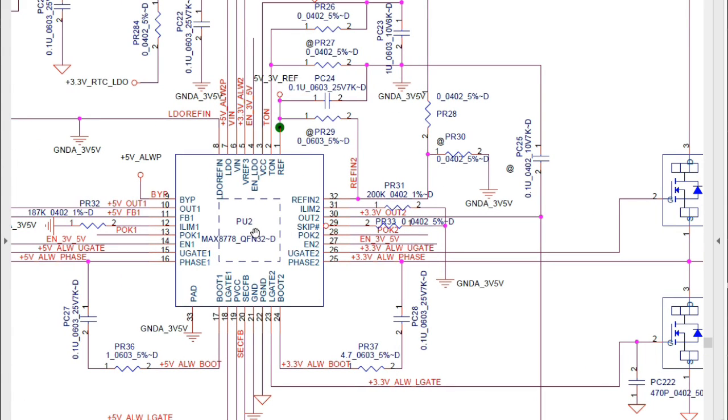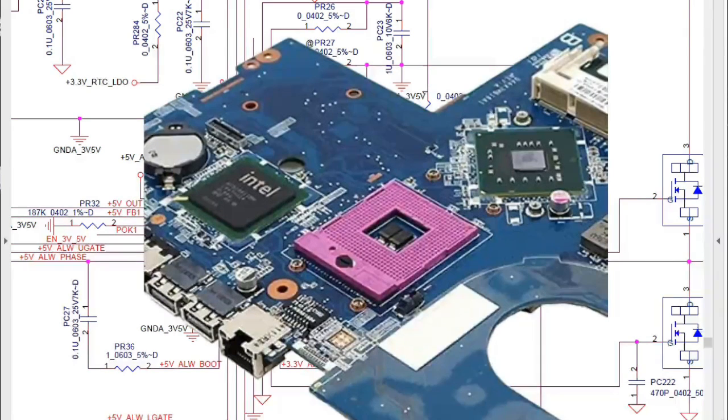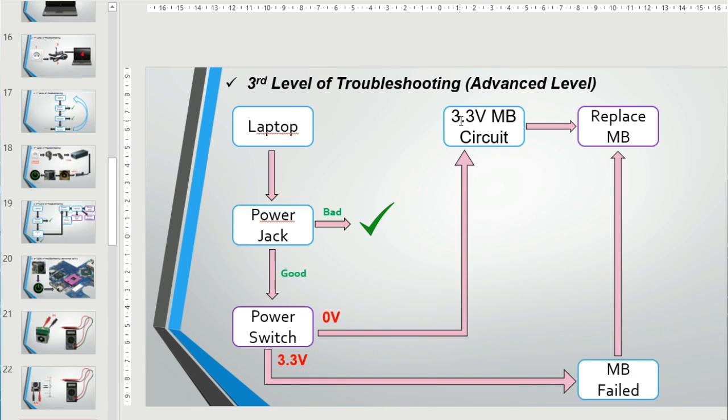If you change this IC and the problem persists, you have to change the whole motherboard and you will solve the problem. So by checking the 3.3 volt motherboard circuit, if you find a failed component, you can just replace it with another serviceable one and solve the problem. But if you find that the 3.3 volt always is complex to solve, you can just make things easier and replace the whole motherboard.